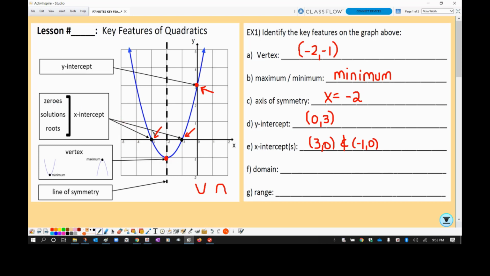Or also they might ask, instead of x-intercept, they might say zeros. What are the zeros of this function? Well, this would be 3, -1. Or the solutions, 3, -1. Or the roots, 3, -1. Or they could also come in this format, okay? So please notice that that could happen.